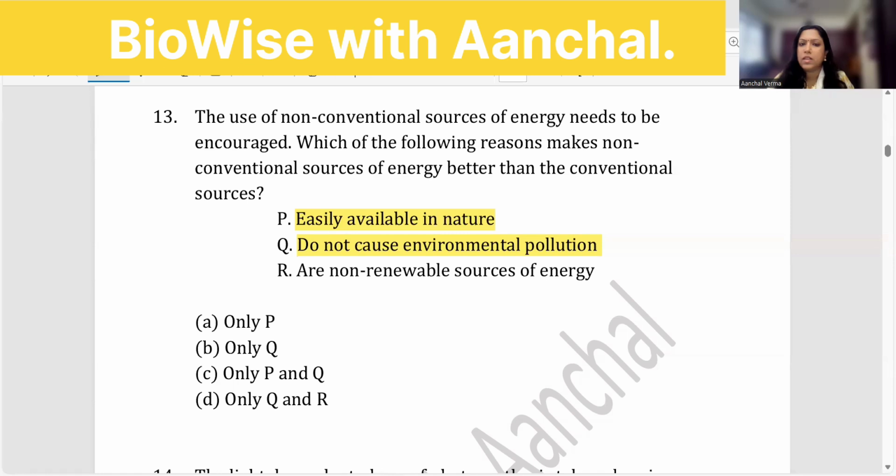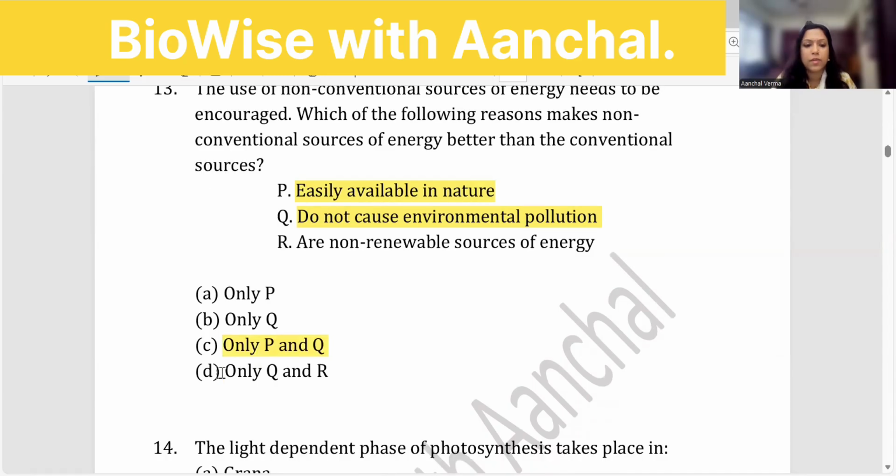What will be the right answer? These two sentences are correct, right? So easily available in nature, sun, wind, they are easily available and they do not cause environmental pollution. Are non-renewable? That is not right. So what is correct here? Which option? P and Q. Correct answer. Let's move ahead.